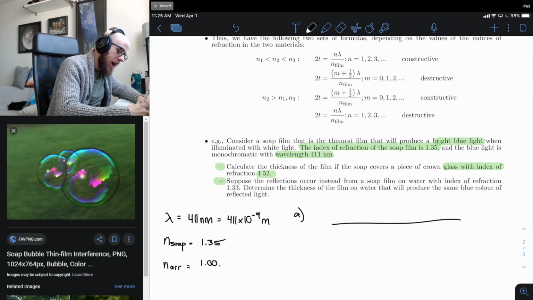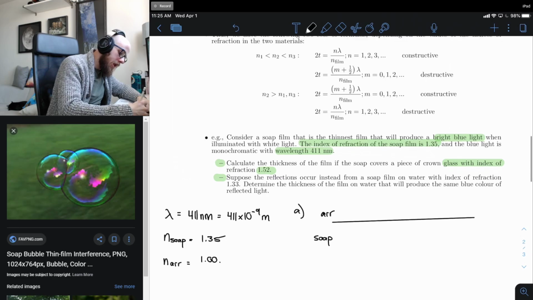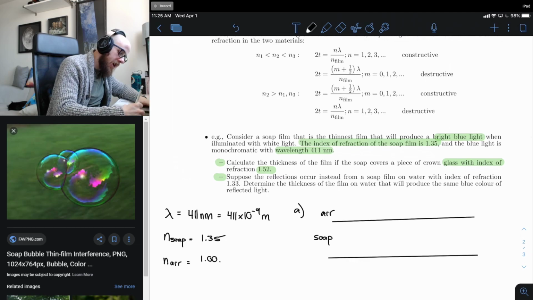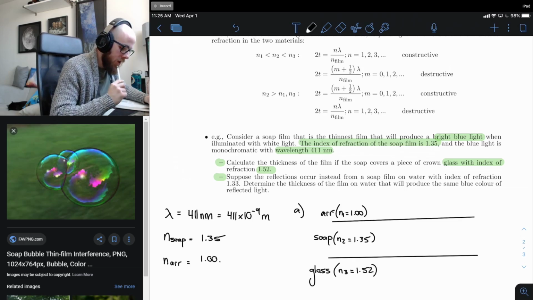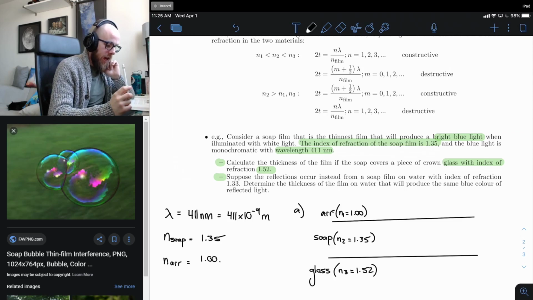So part A, what we have is air, the soap film, and then beneath the soap film we have glass. Air has an index of refraction n1 of 1.00, soap n2 is 1.35, and then the glass n3 is 1.52. So that's the scenario we have.